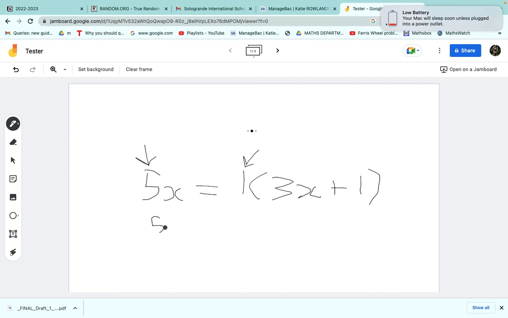So we would expand the brackets, we'd get 5x is equal to 3x plus 1, because we've expanded these brackets, and then we solve this equation. So we're going to minus 3x on both sides, so we get 2x is equal to 1, and therefore x is equal to 1/2. Because to get x on its own, we need to divide both sides by 2, so we get 1/2.